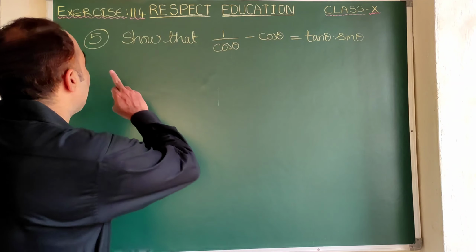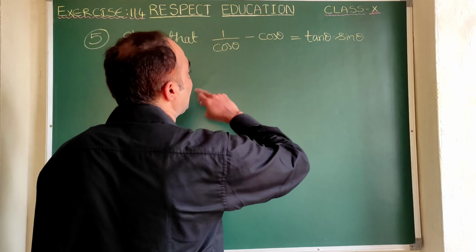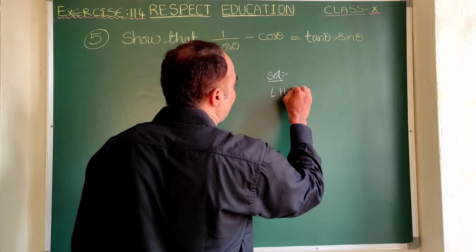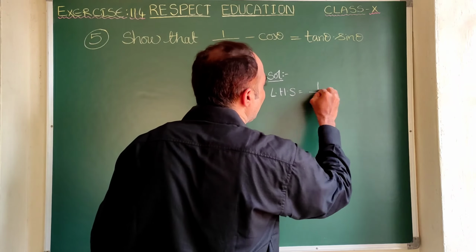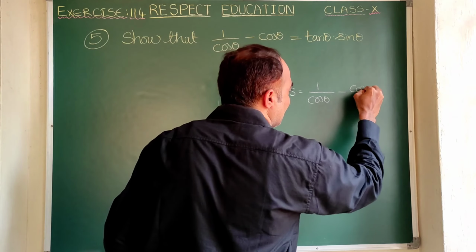Now we see problem number 5. Show that 1 by cos theta minus cos theta is equal to tan theta into sin theta. So here, let us start solving this problem. Consider LHS, left hand side. What is there here? 1 by cos theta minus cos theta.